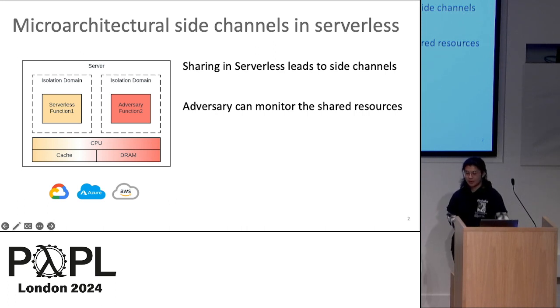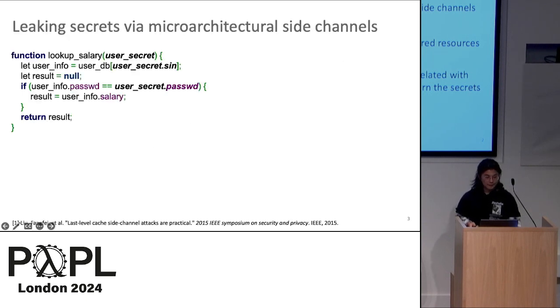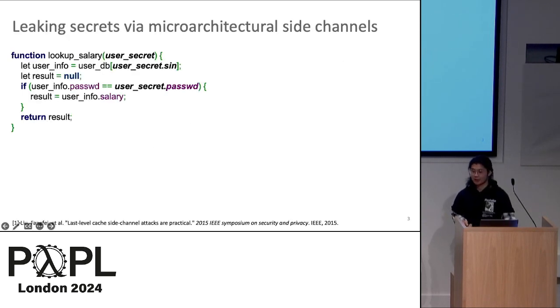When one of the tenants becomes an adversary, the adversary can monitor the shared resource usage. And if the resource usage of the victim function is correlated with secrets, the adversary can infer the secrets of the victim according to its observation of the resource usage. But how does this observation leak secrets? Let's assume that we have a serverless function whose source code is public, but all the user's input is secret. It takes my user secret, checks my passport, and looks up my salary with my social insurance number. However, I don't want to let anyone know my passport, nor my social insurance number.